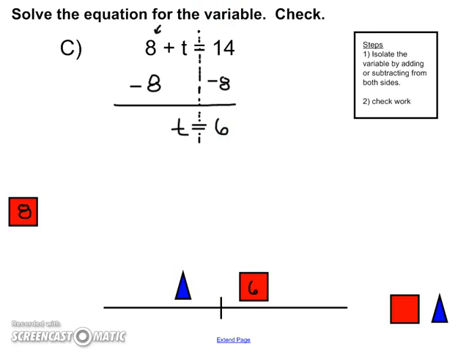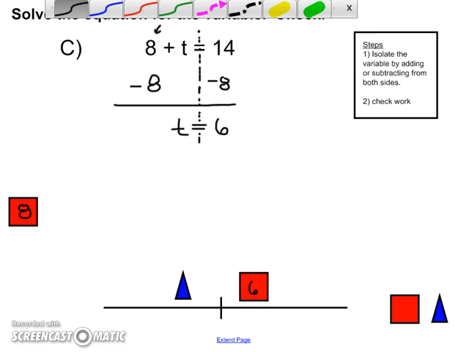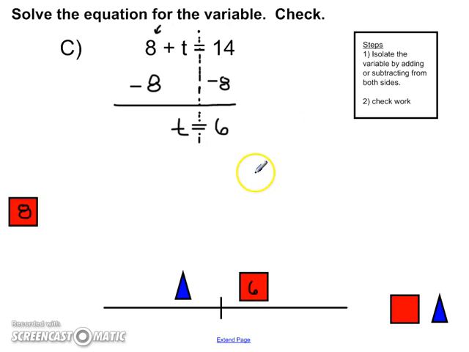Now we're going to check it. Okay, and to check it, actually let's get an actual writing utensil. We're going to do what we did on the previous slide. We're going to take our solution, put it back into the original equation for our variable, and simply check, does 8 plus 6 equal 14? If it does, we have the correct solution. 8 plus 6, well yeah, that's 14. If it doesn't end up being equal, then we have a problem somewhere. Oh, sorry, 14. So it checks out.